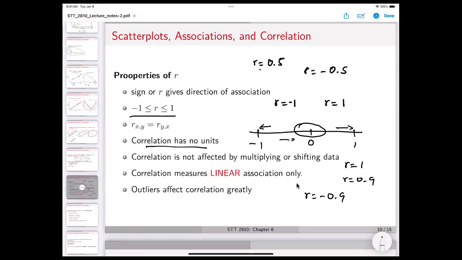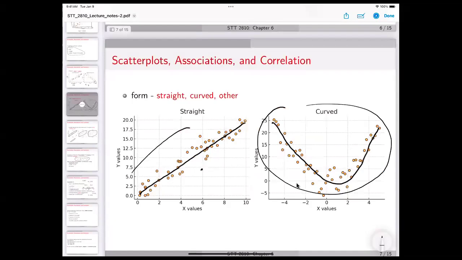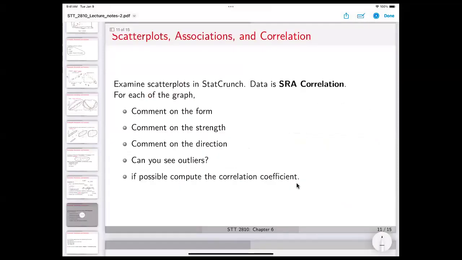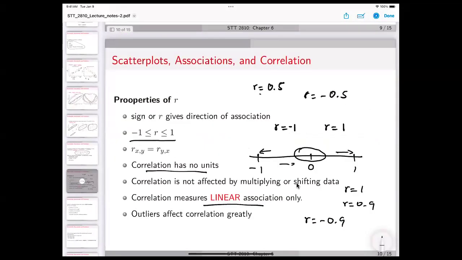We've already talked about multiplying data and then shifting. And then R only measures the relationship between what? Linear associations only. So for example, R is effective when we have something like this because this is what? Linear, a line. R is not effective in these situations. Does that make sense? So R is effective in what? Only measures what? Linear associations. Is that okay? And then whenever you have an outlier, it affects R significantly. Does that make sense? Good.